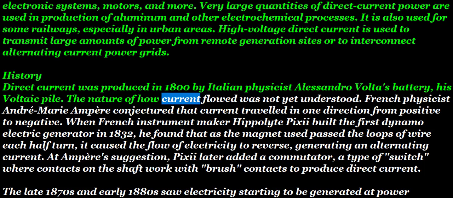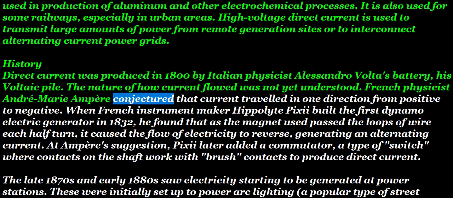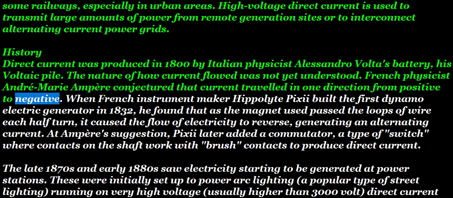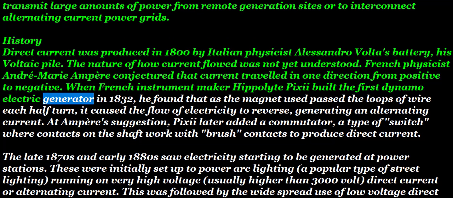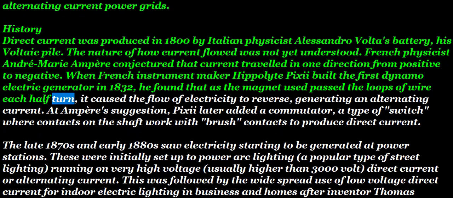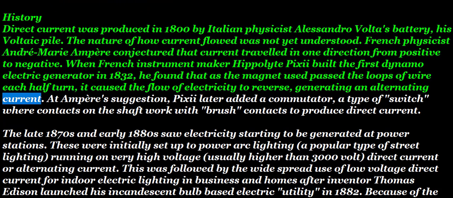History. Direct current was produced in 1800 by Italian physicist Alessandro Volta's battery, his voltaic pile. The nature of how current flowed was not yet understood. French physicist André-Marie Ampère conjectured that current traveled in one direction from positive to negative. When French instrument maker Hippolyte Pixii built the first dynamo electric generator in 1832, he found that as the magnet used passed the loops of wire each half-turn, it caused the flow of electricity to reverse, generating an alternating current.